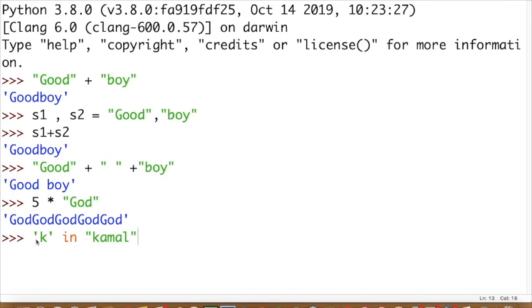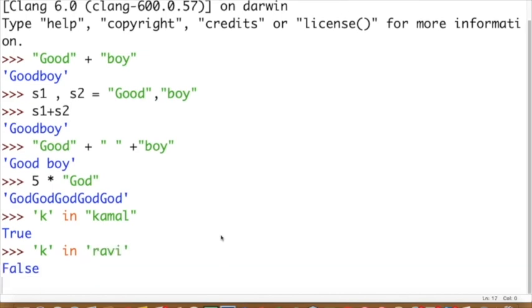Let us understand how to use the in operator with a string. So K in Kamal gives us true, since the letter K is in the string Kamal. So in checks for the existence of a letter K in Kamal, or another string within a main string. Now let us check for K in Ravi, which gives false, since K is not present in Ravi.